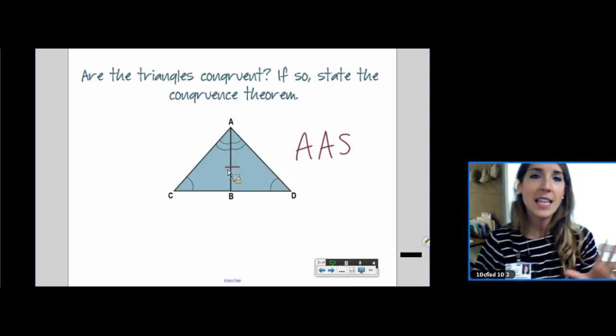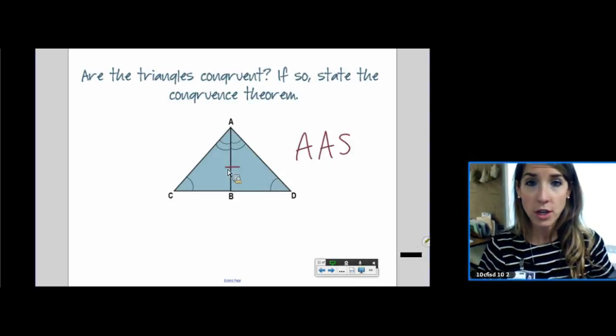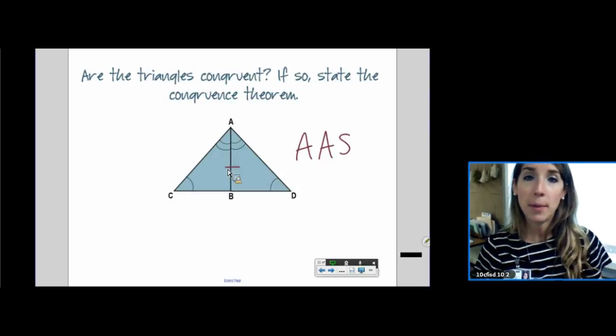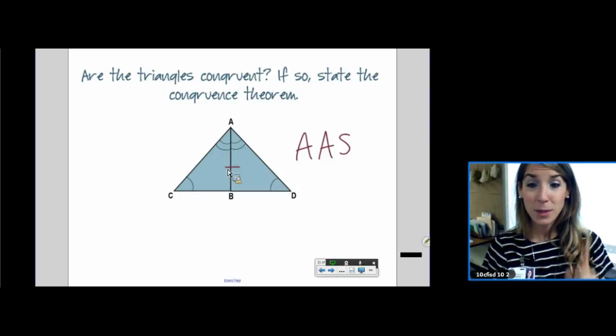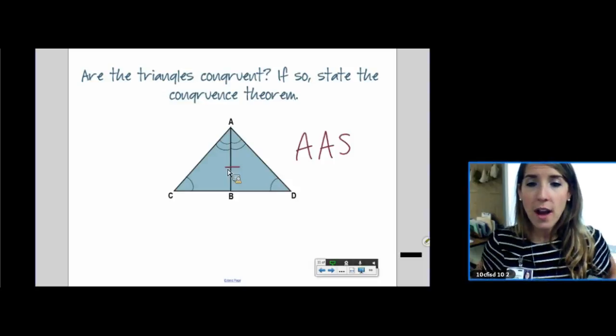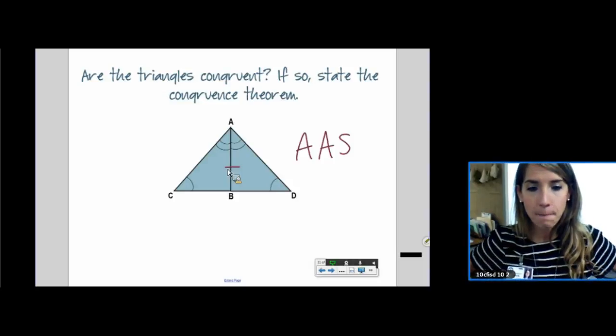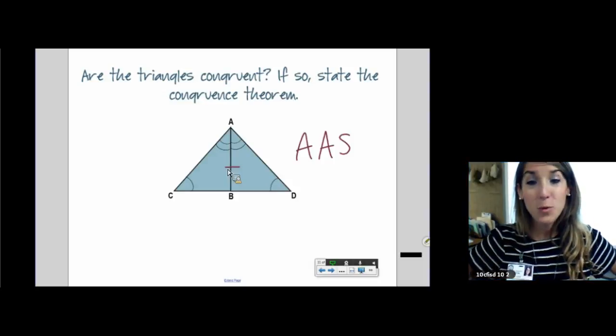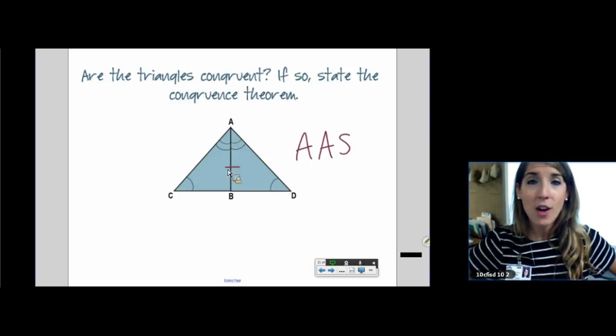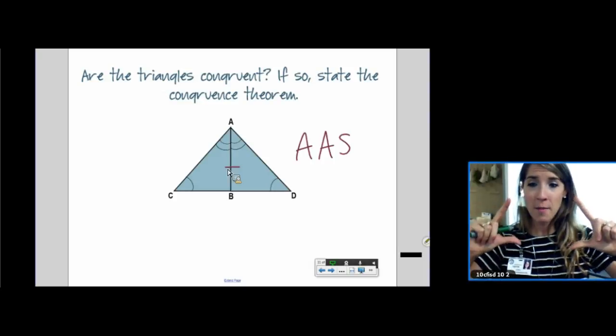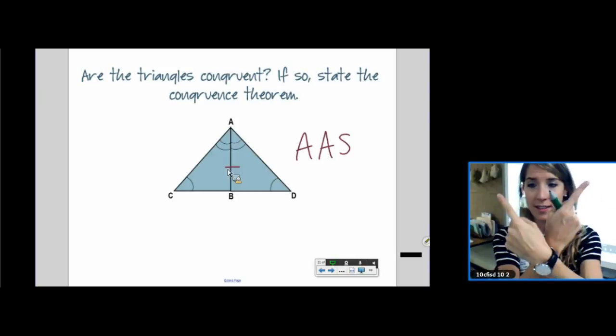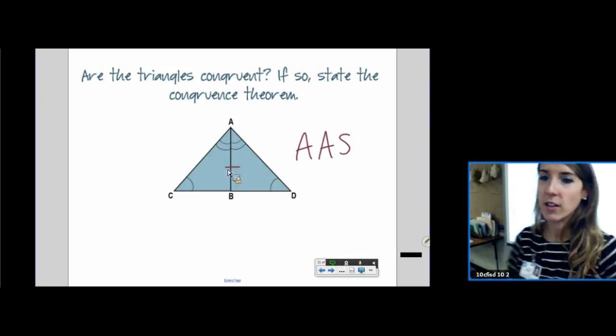Here's how you could dig deeper, and this is what I don't want you to do, because this defeats the purpose of having shortcuts. Here's what you could have done. What kind of triangle is triangle ACD? Ooh, it's isosceles. And by the converse of the isosceles triangle theorem, if 2 angles are congruent, then the sides opposite are congruent.